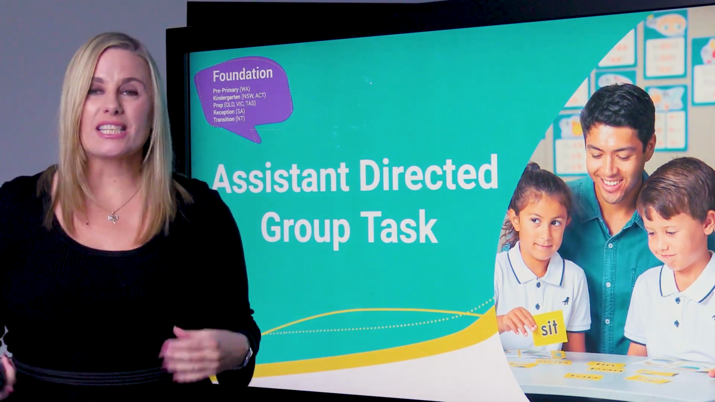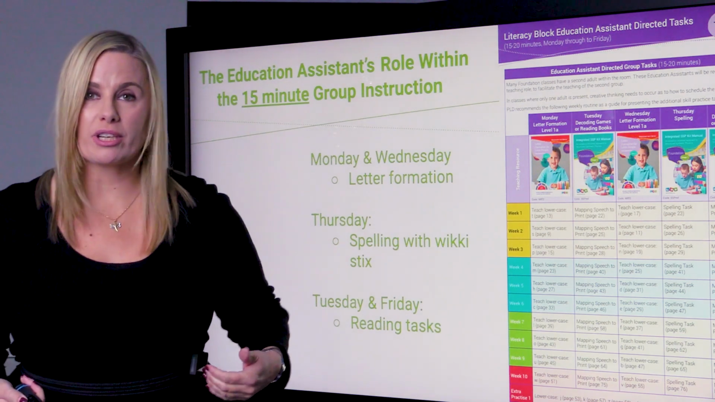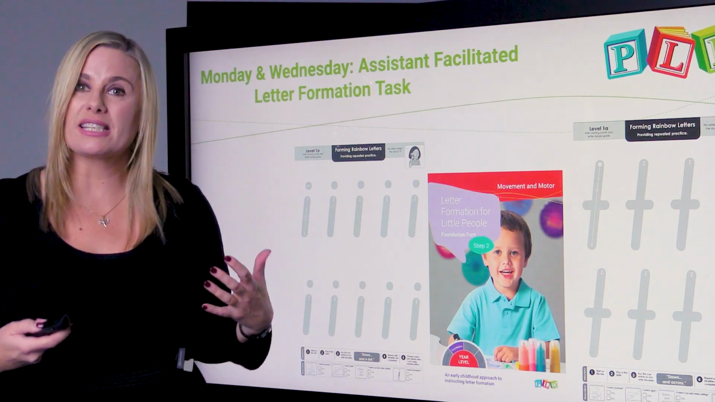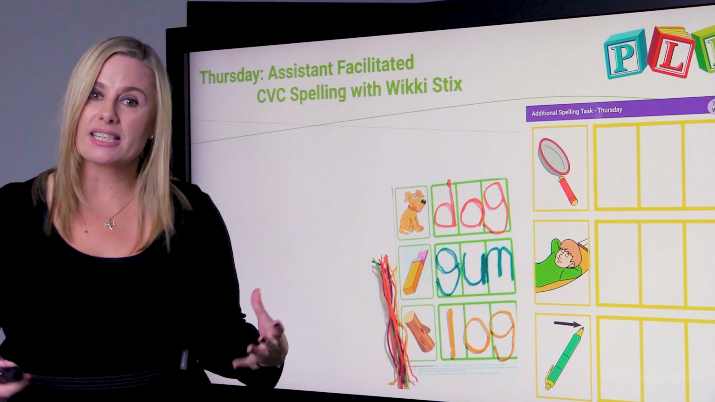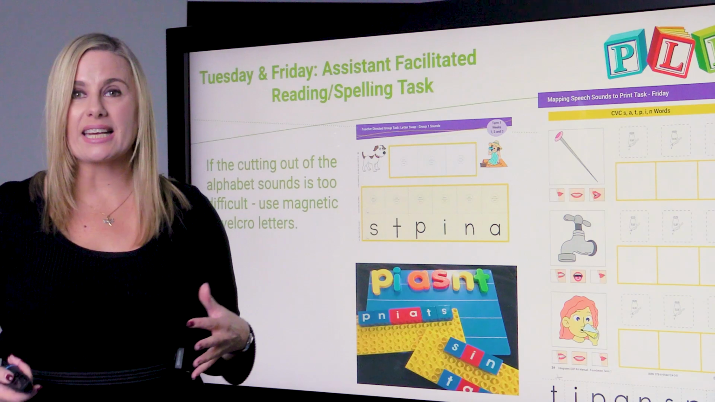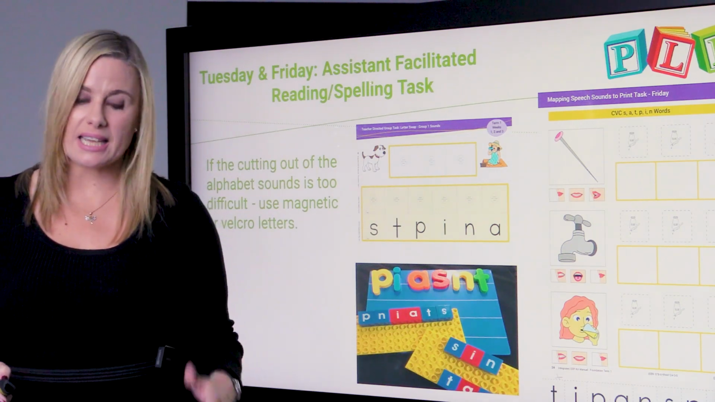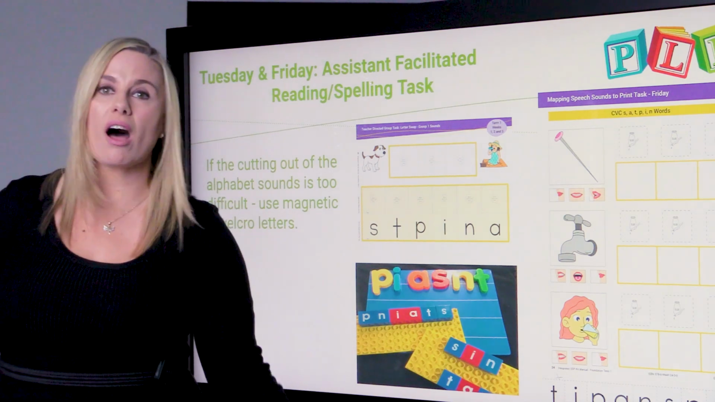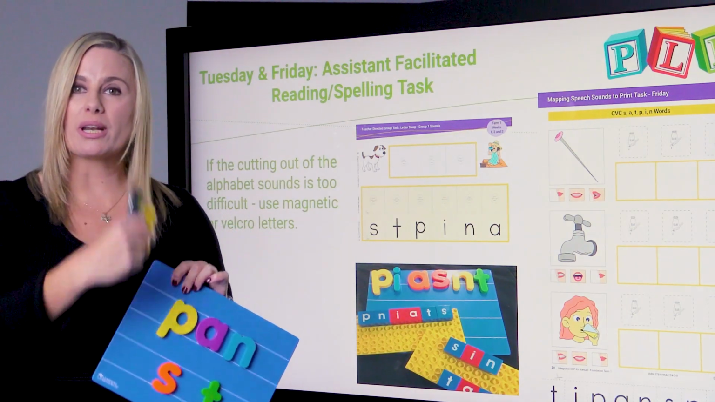Now we move into the assistant-directed group task. Now the education assistant's role within that 15-minute rotation is as follows. So on a Monday and Wednesday, for example, the assistant facilitates letter formation tasks. On a Thursday, the assistant facilitates CVC spelling tasks using WikiSticks. And on a Tuesday and Friday, it is assistant facilitated reading and spelling tasks. Now, all of these activities in your kit, if the cutting out becomes a little bit too difficult for the students, you can use either the Velcro letters or the magnetic letters to swap in and out on your task.